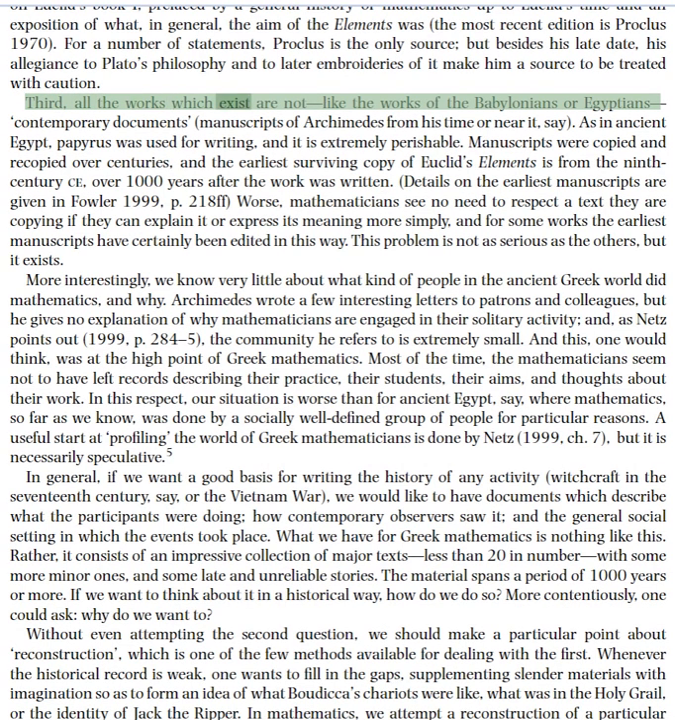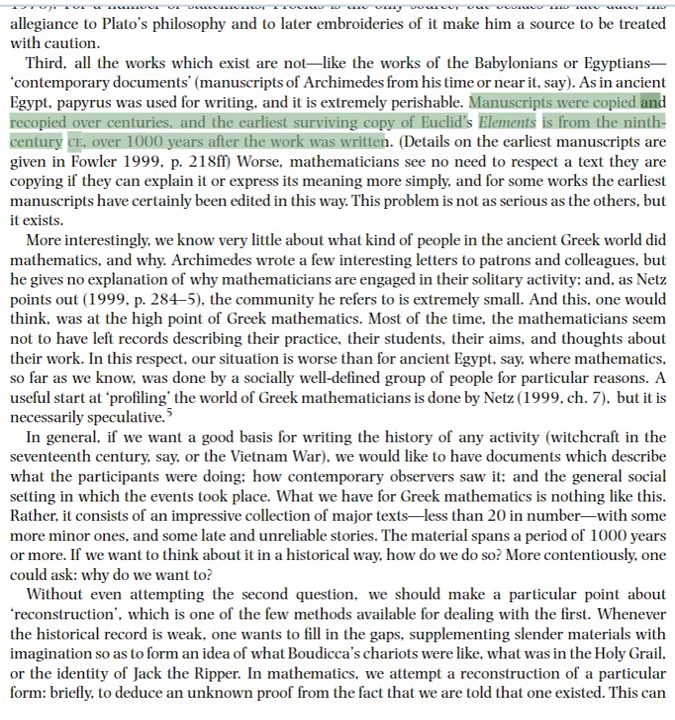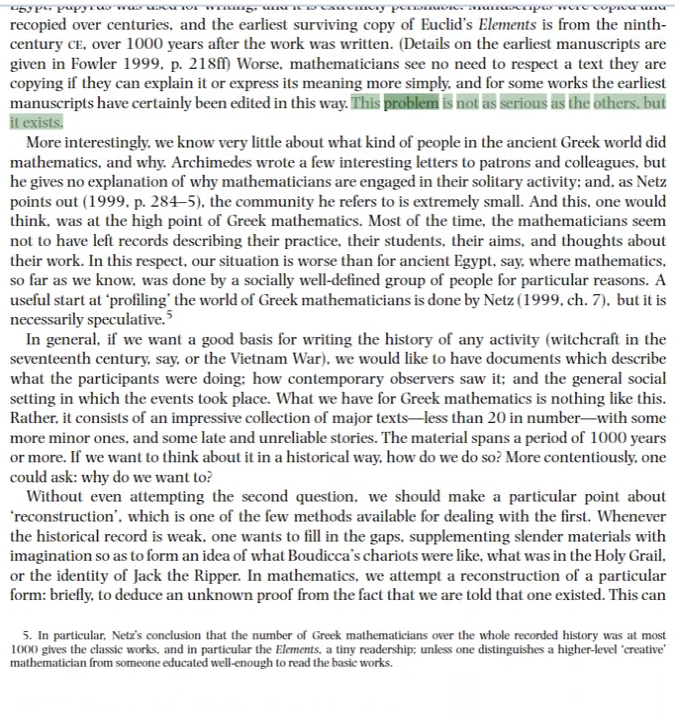Third, all the works which exist are not, like the works of the Babylonians or Egyptians, contemporary documents. As in ancient Egypt, papyrus was used for writing, and it is extremely perishable. Manuscripts were copied and recopied over centuries, and the earliest surviving copy of Euclid's Elements is from the 9th century CE, over 1,000 years after the work was written. Worse, mathematicians saw no need to respect a text they were copying if they could explain it or express its meaning more simply, and for some works the earliest manuscripts have certainly been edited in this way. This problem is not as serious as the others, but it exists.